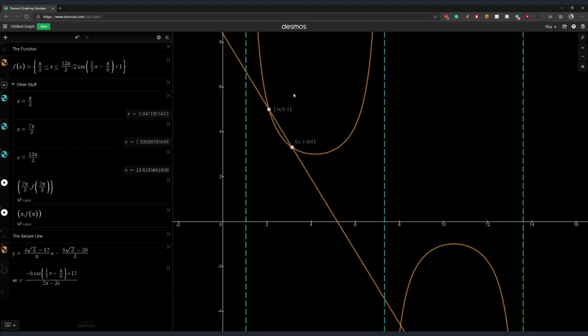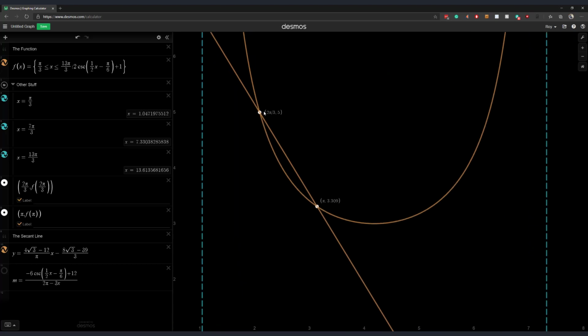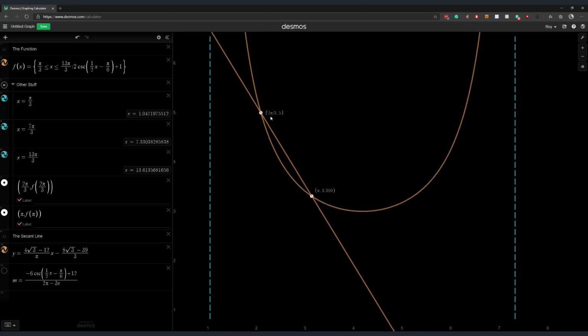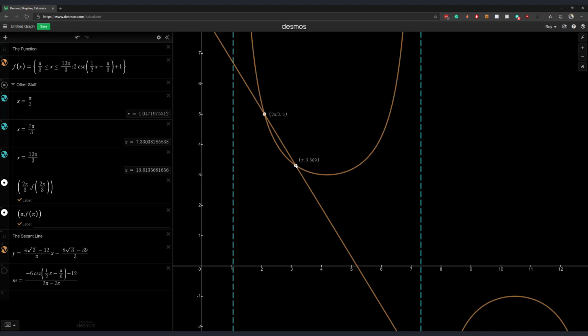So here's how I'm going to do this, and here's how you would do this as well. Notice that the point we're plotting right here is 2 pi over 3, I'll just zoom into it, it's 2 pi over 3 comma f of 2 pi over 3. What I'd like to do for the second point is not have it at pi comma f of pi, but instead have it at a random number a comma f at a.